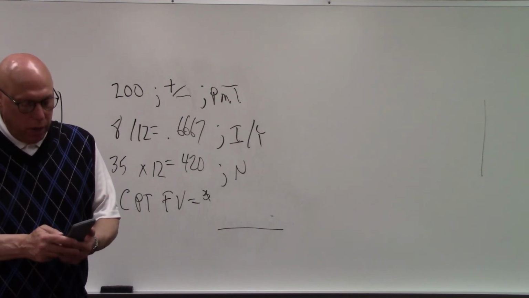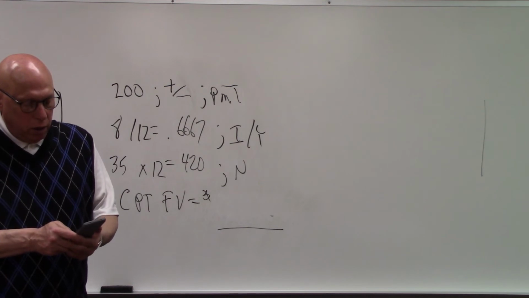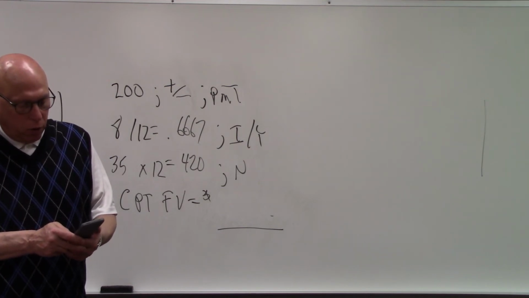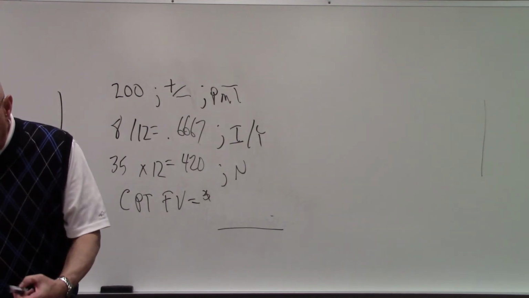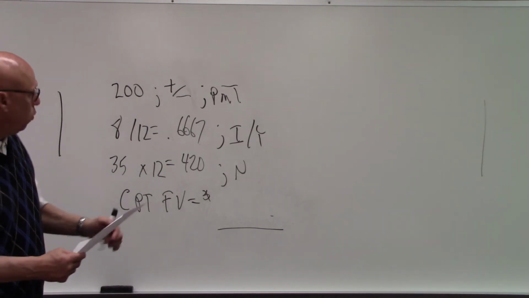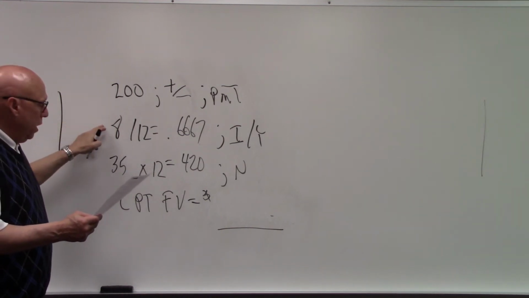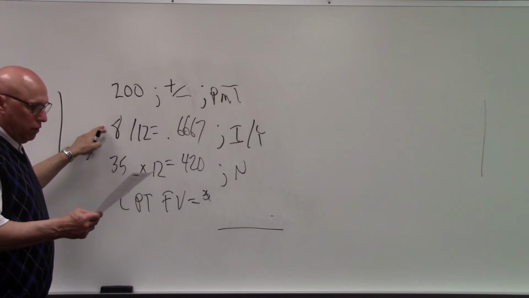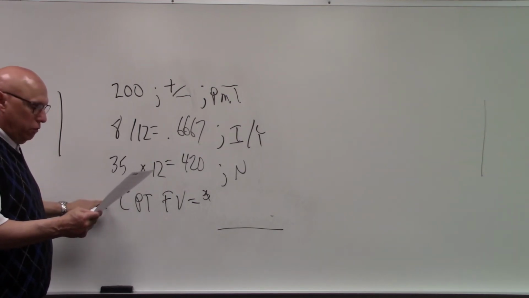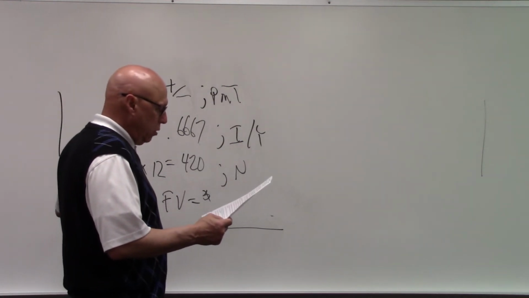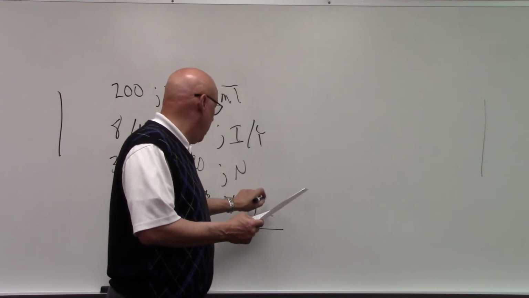Now hit clear, and over your 5 zeros is the three letters BGN, the abbreviation for begin, and then you solve it just as you otherwise would. 200 plus minus is your payment. 8 divided by 12, 0.6667, is your I/Y. 35 times 12, 420, is your N. Compute future value, and you get 461,835.